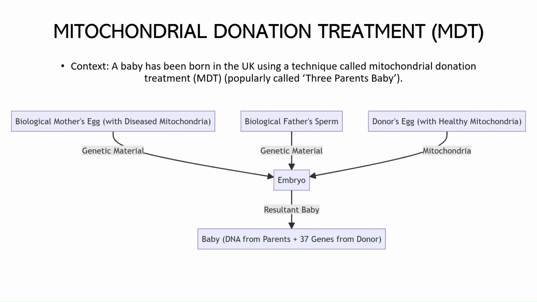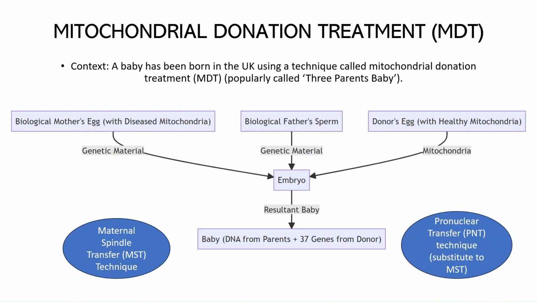As you can see from the diagram, the whole procedure was explained in the diagram itself. To do this, two most common techniques were used, right? One is maternal spindle transfer or the MST, and the other one is pronuclear transfer or the PNT. This ensures the success of the MDT procedure. In MST or the maternal spindle transfer, nuclear genetic material is removed from the mother's egg and it is transferred into the donated egg from which its nuclear genetic material was removed. The eggs are then fertilized with sperm to create embryos.